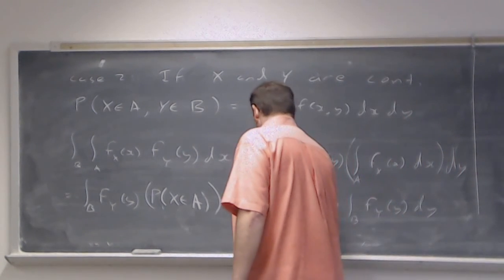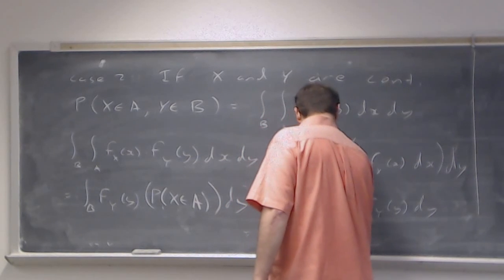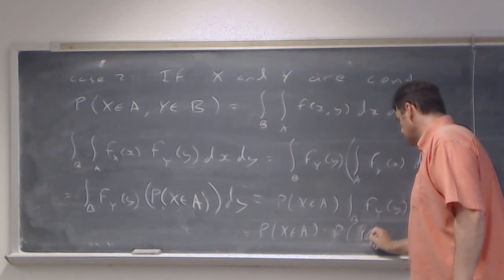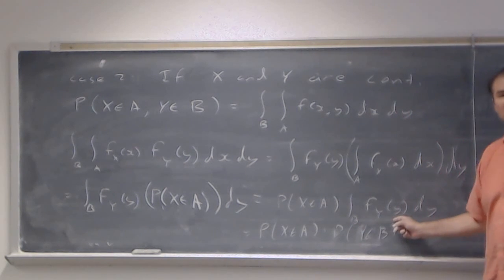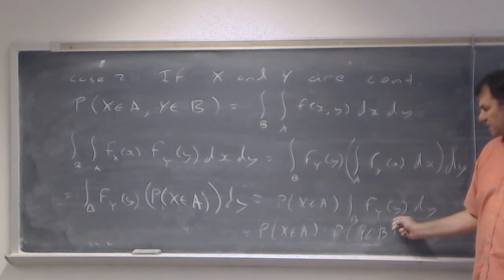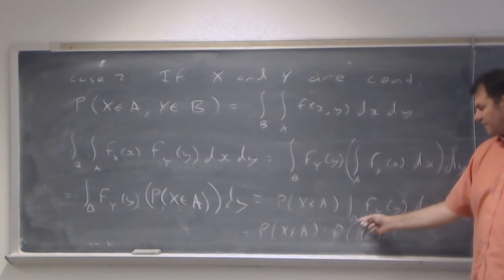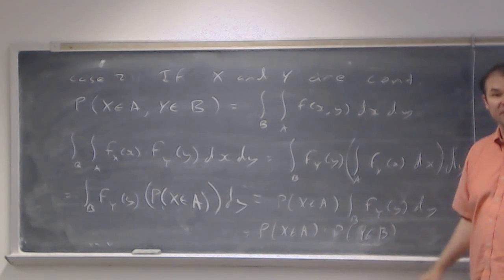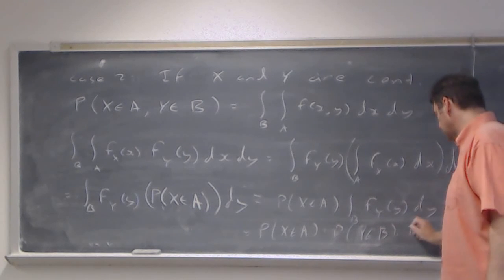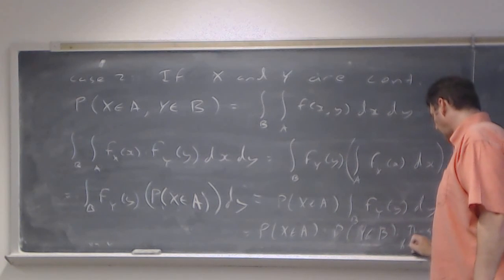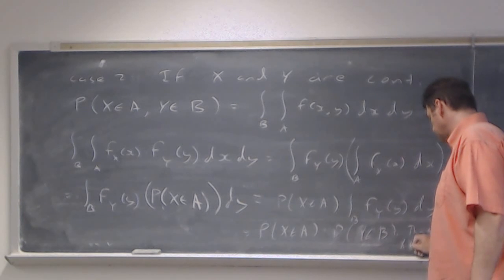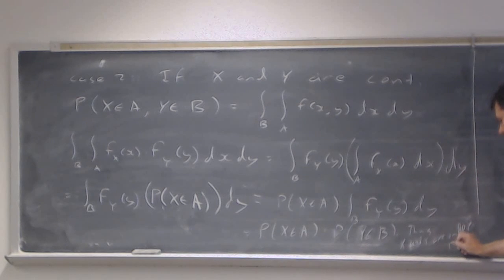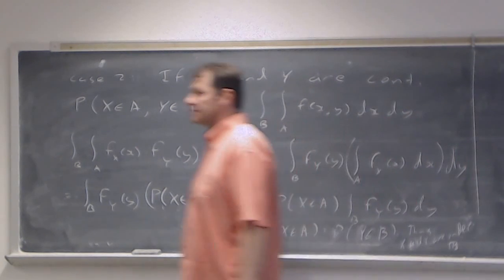And that's equal to the probability x is in A times this last integral, which is the probability y is in B. Because that's what the PDF does for a random variable. It's the thing that you integrate to find the probability that y is in the region that you're integrating over. So, thus, x and y are independent. Okay, stop there. That's the proof. Thank you very much for your time and patience.